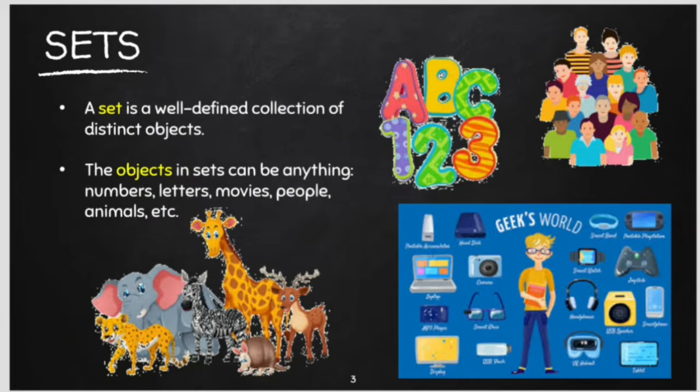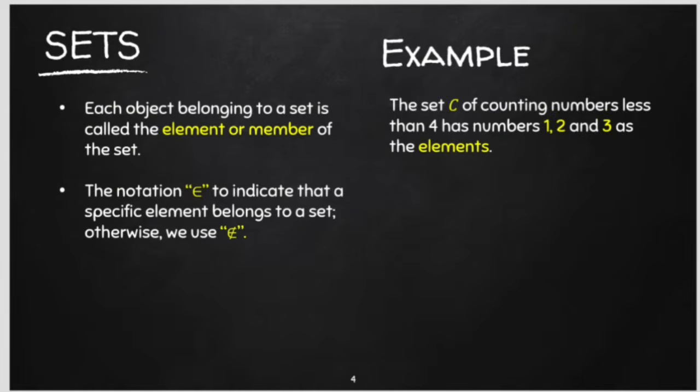A set is a well-defined collection of distinct objects. The objects in a set can be anything: numbers, letters, movies, people, animals, etc. It could be gadgets. Each object belonging to a set is called an element or member of the set.